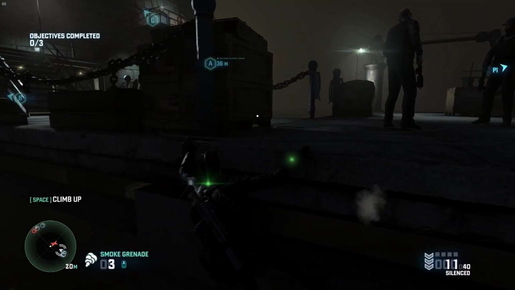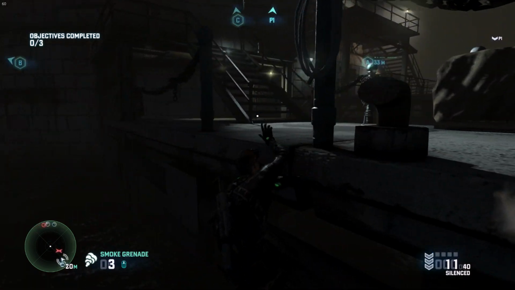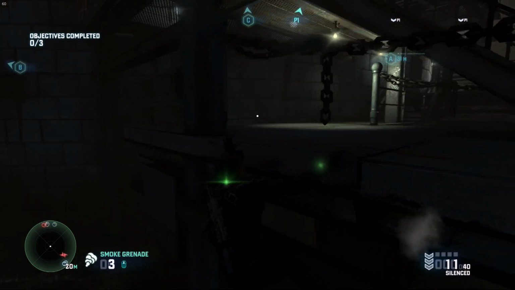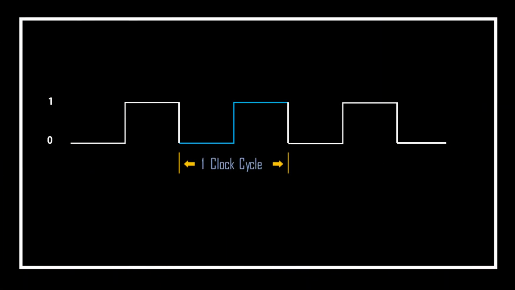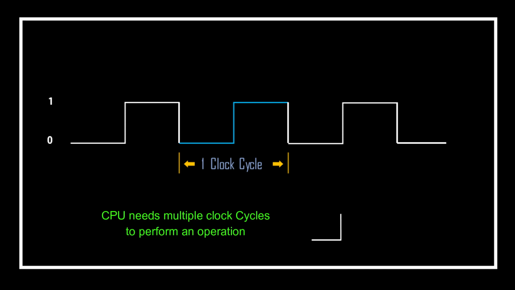Starting off the list is clock cycle. Clock cycle, also known as cycle, is basically one electronic pulse of a CPU. To understand this, here's a diagram. Normally, the clock remains 0, that is low. Whenever the CPU sends out an electronic pulse, the clock becomes 1, that is high. It will remain 1 as long as it needs to, and then it will fall back to its initial value, that is 0. And this entire phenomenon is termed one clock cycle. CPUs require multiple clock cycles to perform an operation.